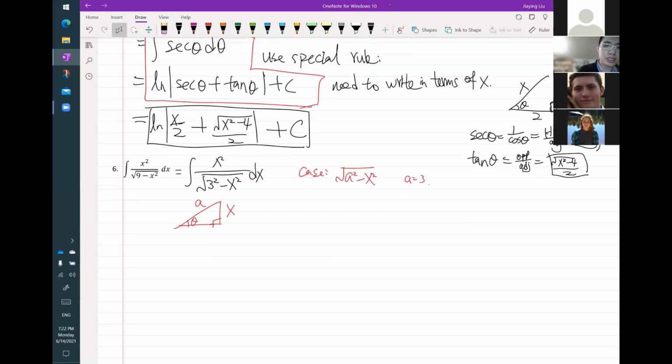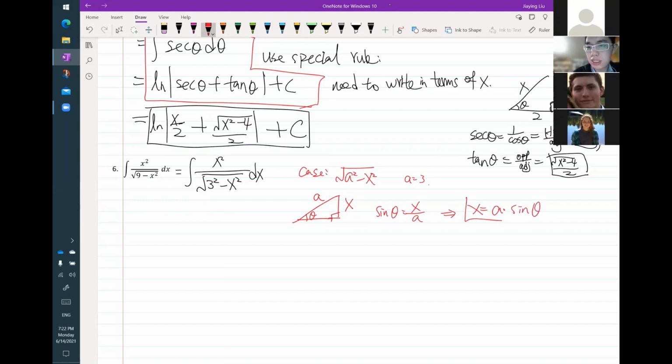So x being the opposite leg. So that's corresponding to this case here. If we have this, just by looking at it, we can see that sine theta is equal to x over a. Therefore, we can solve for x, which is a times sine theta. So that's the substitution we're going to use. And in this case, a equals 3.